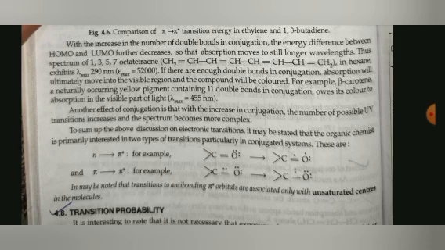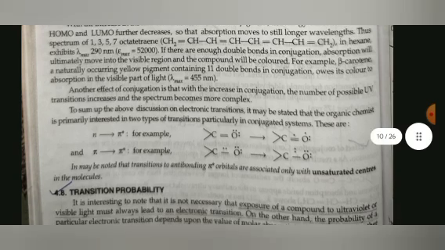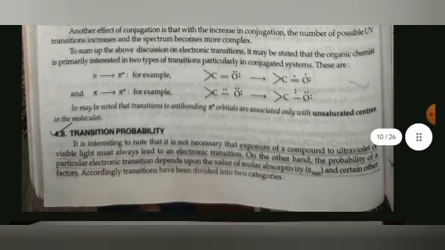These are n to pi star, for example, C=O to C=O, and pi to pi star, for example, C=O to C=O. It may be noted that transitions to antibonding pi star orbitals are associated only with unsaturated centers in the molecule.